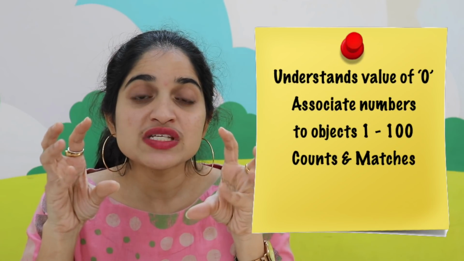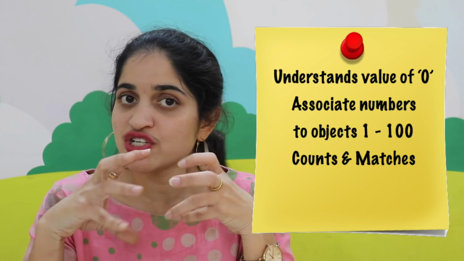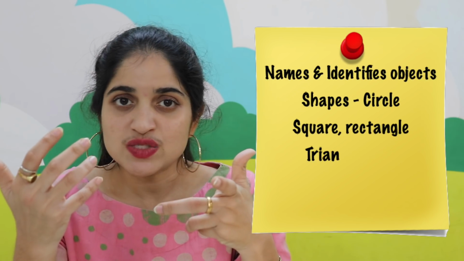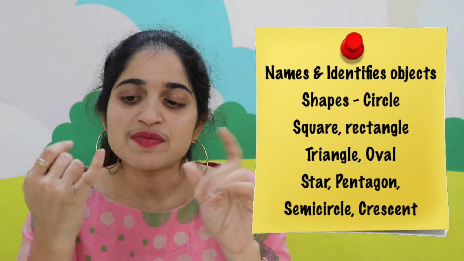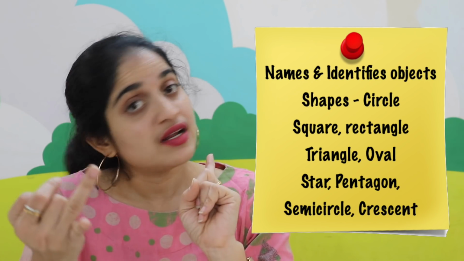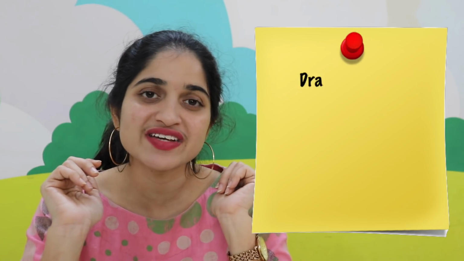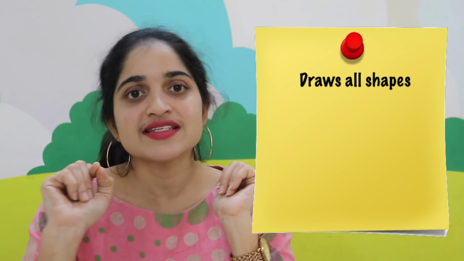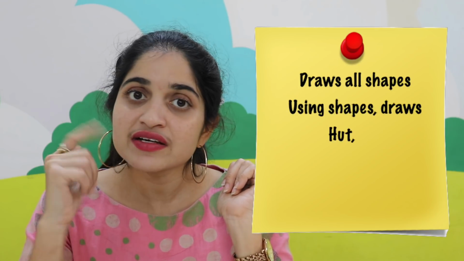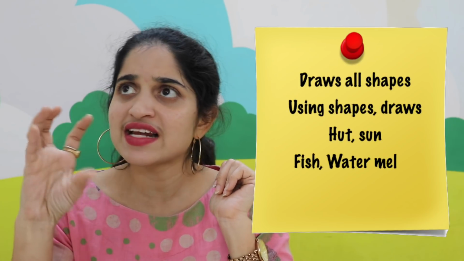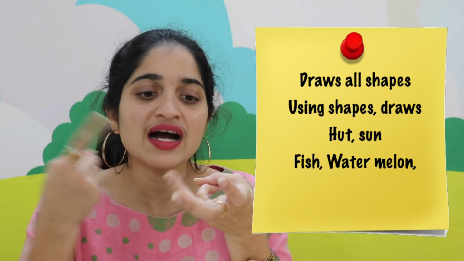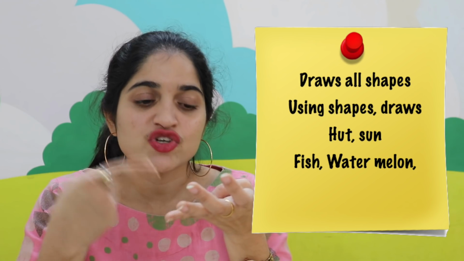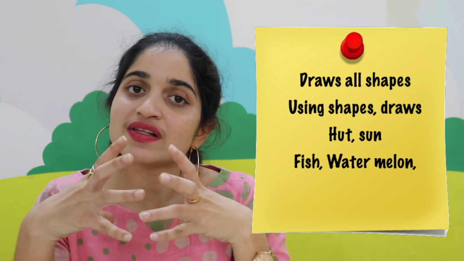They should be able to sort objects depending upon its shapes. They should know all the shapes as well, like about 10 shapes we have: circle, square, rectangle, triangle, diamond, oval, semicircle, pentagon, heart, crescent, star. These are the different shapes we have, and they should be able to draw these shapes as well. And in drawing, they also should know how to draw small things like sun using different shapes. They should know how to draw a sun, moon, hut, a tree.